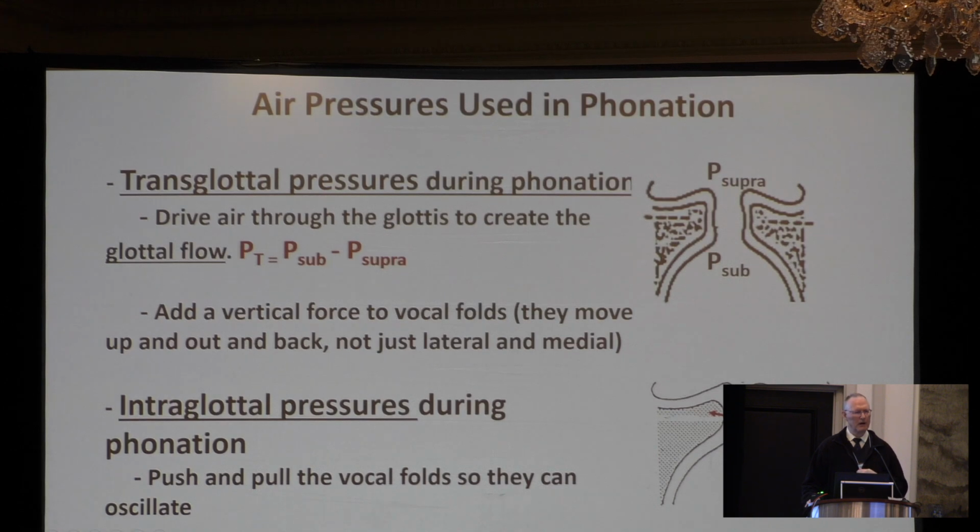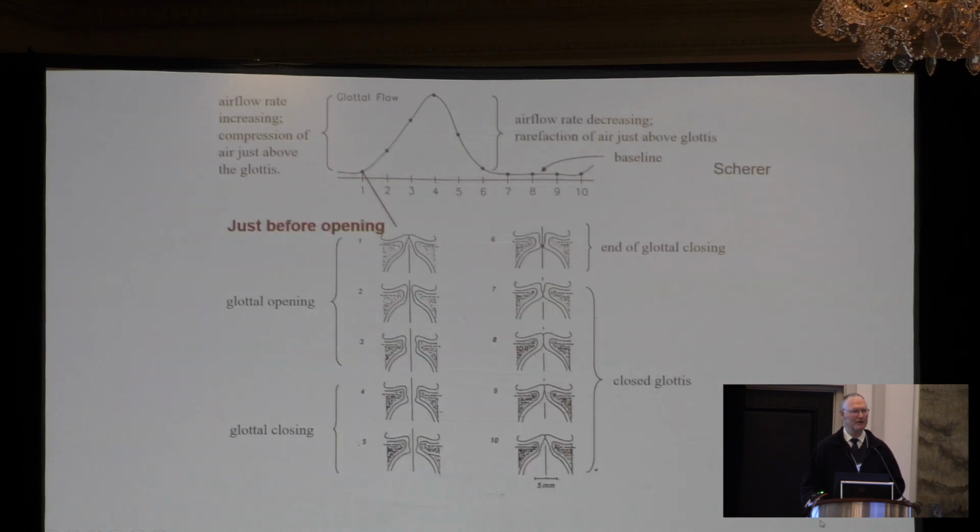What are interglottal pressures? These are pressures that are inside the glottis that push and pull on the vocal folds to allow them to vibrate. Now, you can't have interglottal pressures without transglottal pressures, but there is actually a difference in their function.